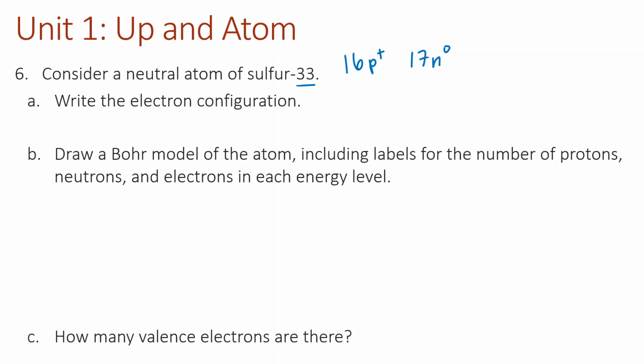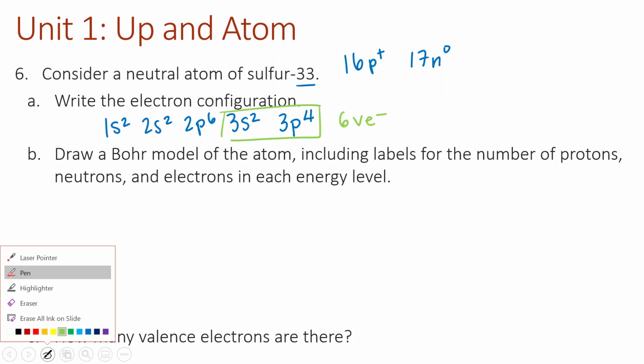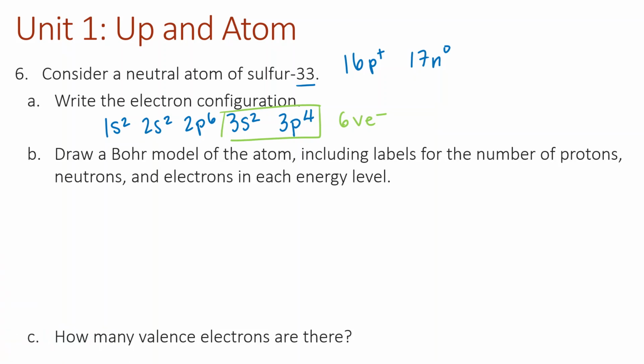So my electron configuration is 1s2, 2s2, 2p6, 3s2, 3p4. So this means that I have a total of 6 valence electrons here. So this is important because, again, those valence electrons are going to dictate the chemical properties. So sulfur has very similar reactivity to oxygen because they share a column and they have 6 valence electrons.